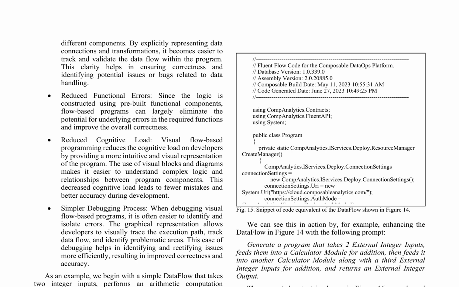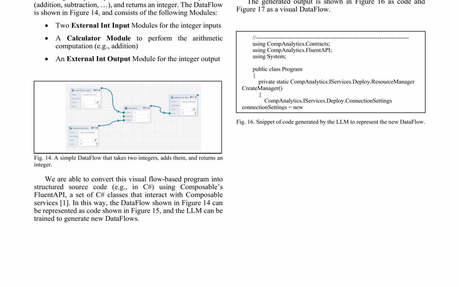The paper illustrates this concept with a simple dataflow example that takes two integer inputs, performs an arithmetic computation, and returns an integer output. The dataflow consists of three modules: two external int input modules, a calculator module, and an external int output module. This visual flow-based program can be converted into structured source code using Composable's Fluent API, a set of C# classes that interact with composable services.